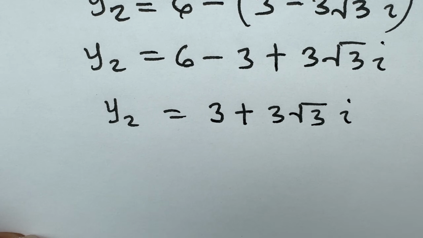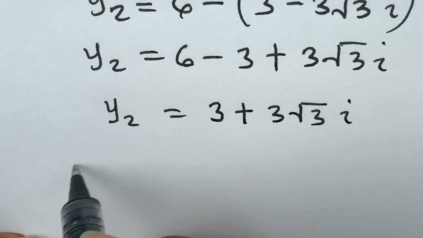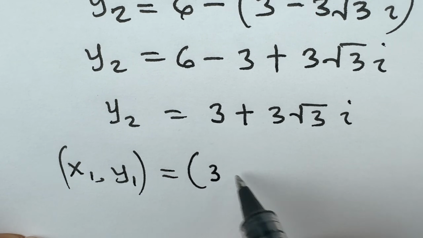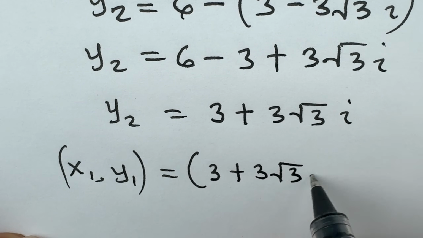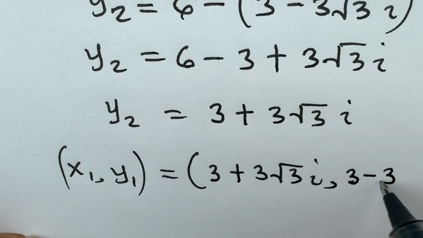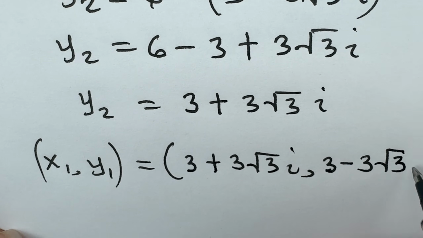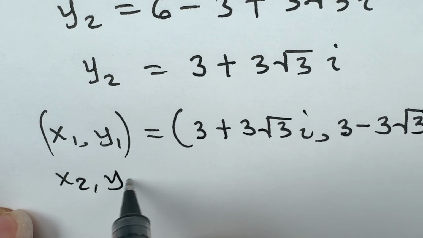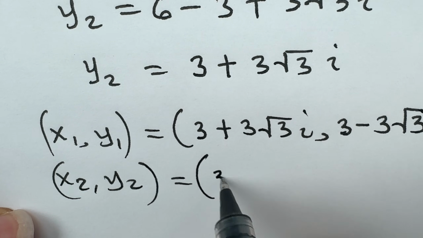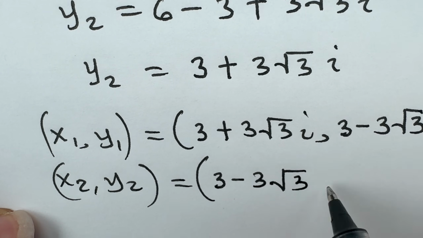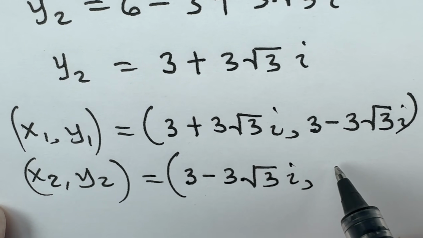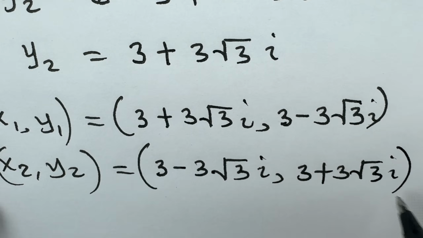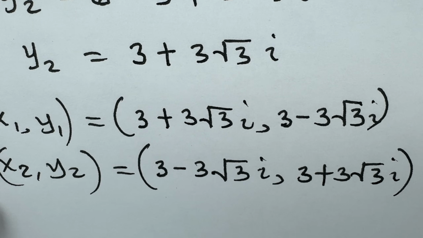So now we have all four values to this problem: x1, y1 is equal to 3 plus 3 root 3i, comma 3 minus 3 root 3i, and then x2, y2 is equal to 3 minus 3 root 3i, comma 3 plus 3 root 3i, giving us all four values of this problem.